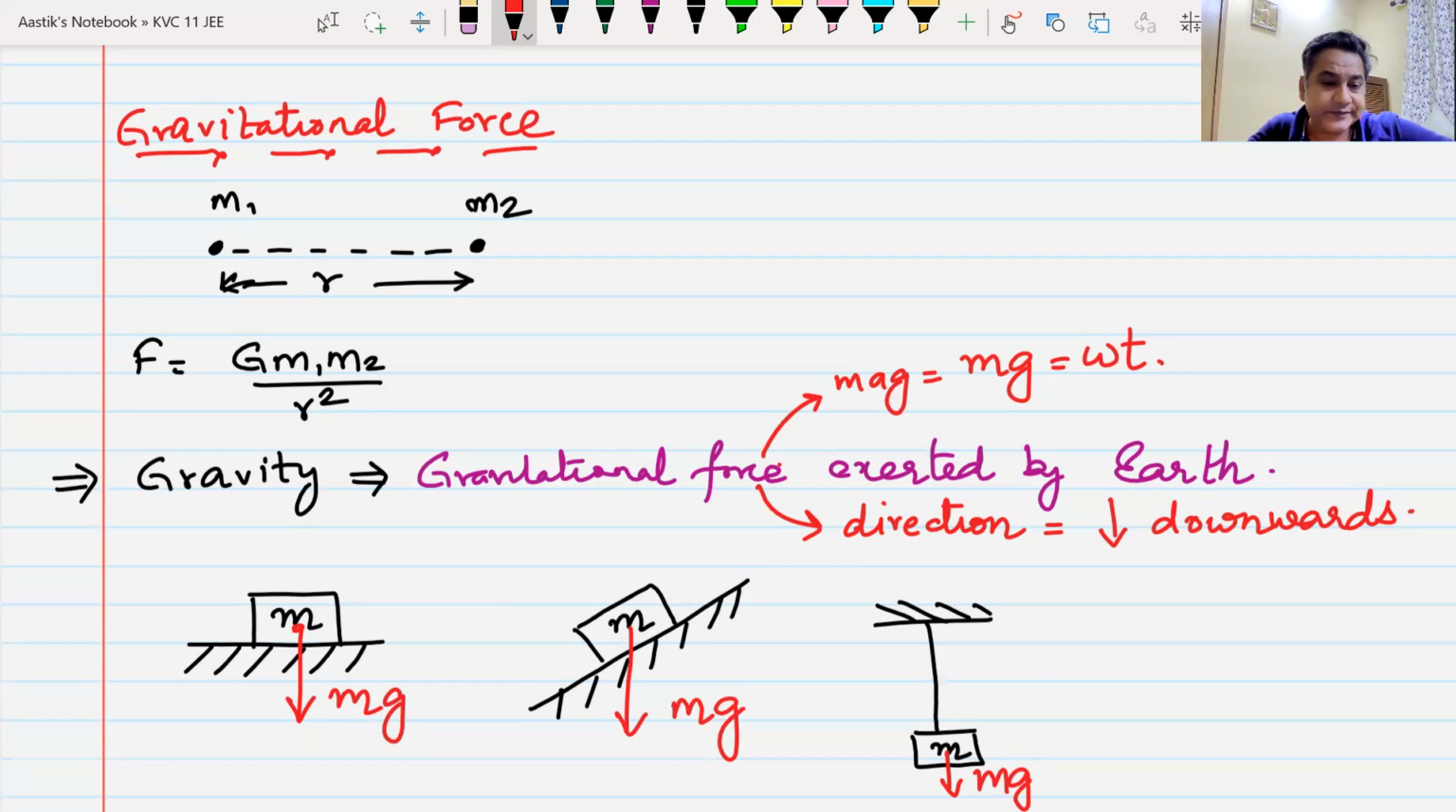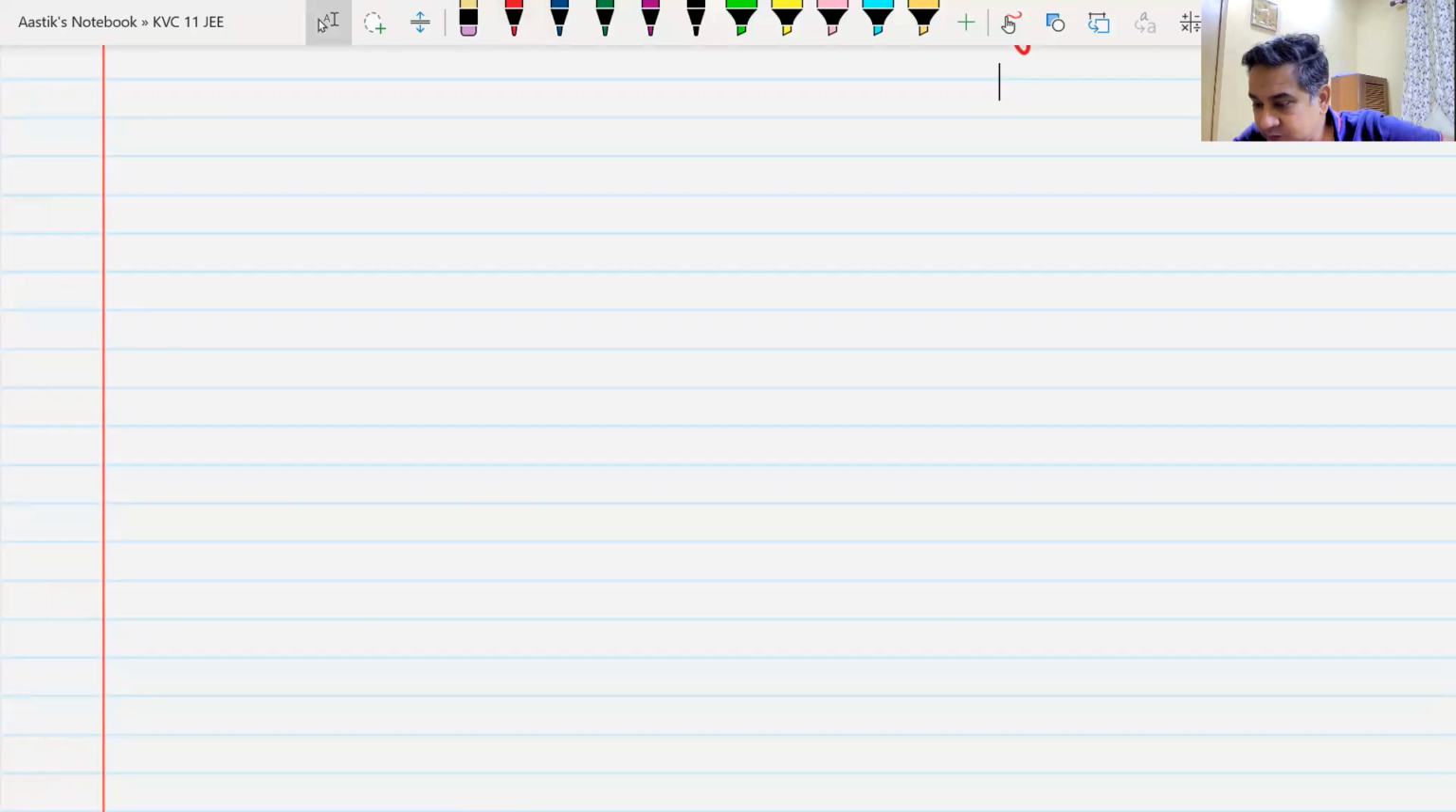Do we understand this? Now, this is the first type of force that will come, and that is always equal to m into g, nothing much to discuss there. Then there are other forces also which are going to come in this chapter. Any idea? What are the other forces that are going to come in this chapter? Normal force, frictional force, tension force.